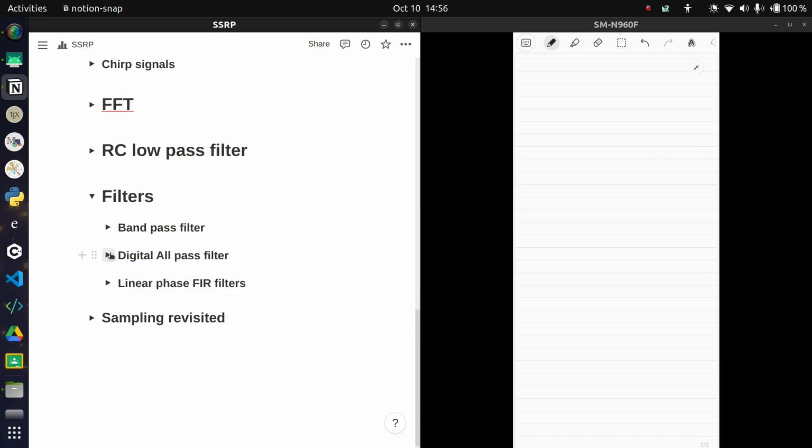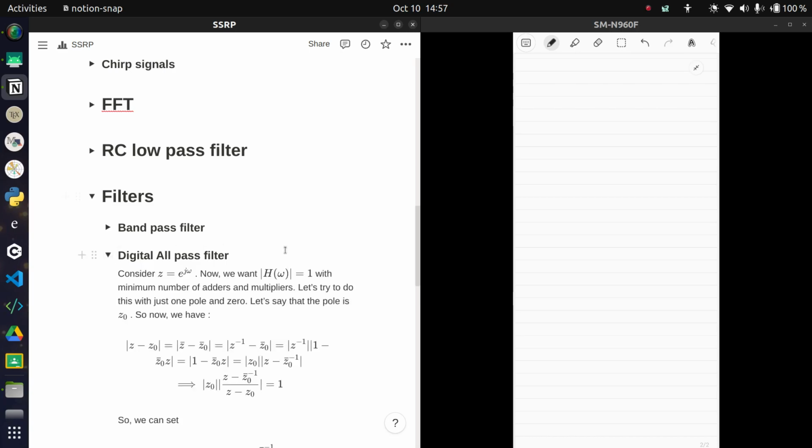So for example, our perfect band pass filter would just have one everywhere in that interval, and we know that to implement that you need a bunch of multipliers because it's a sinc function extending over time. Sorry, the impulse response extends over n all the way from negative infinity to infinity.